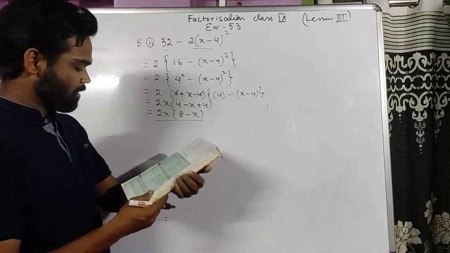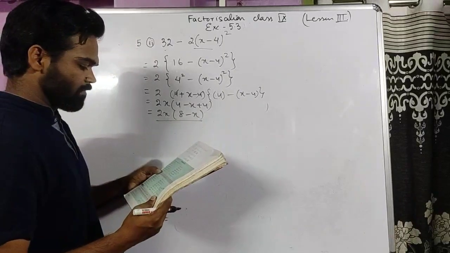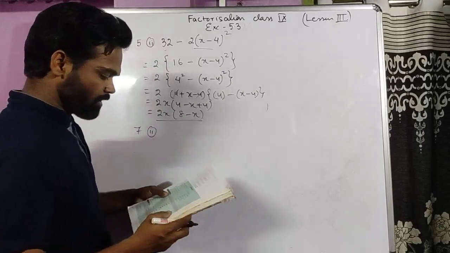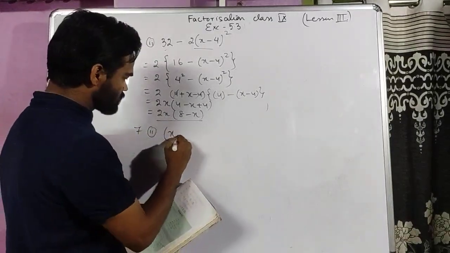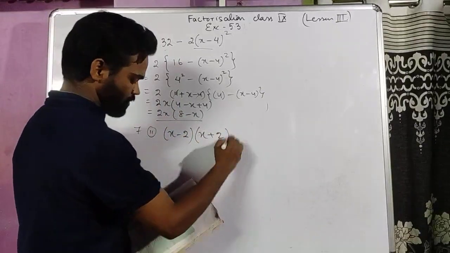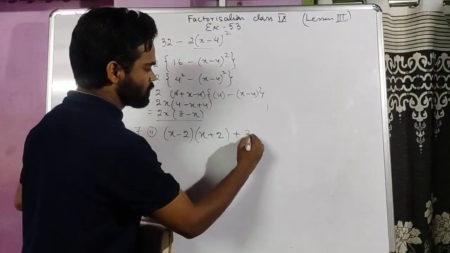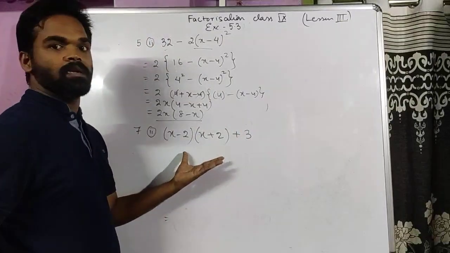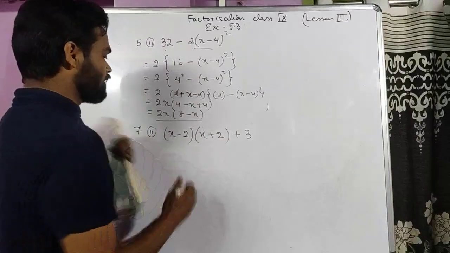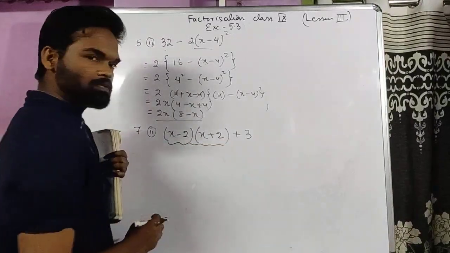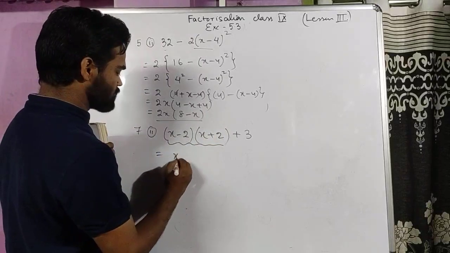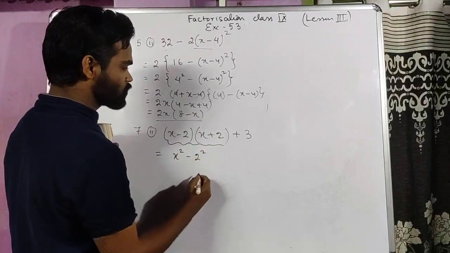Now we look at sum number 7 part 2. That's (x minus 2)(x plus 2) plus 3. Now we need to bring this in the form of a square minus b square. First of all, we need to open this. We know, actually, this is in the form of (a minus b)(a plus b). So can I write this as a square minus b square?